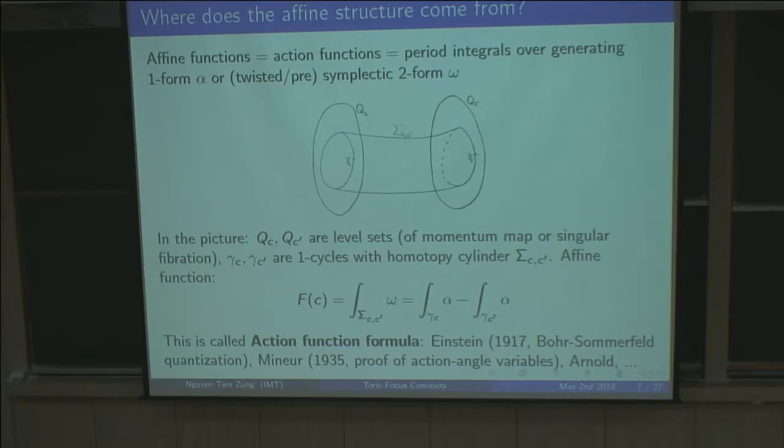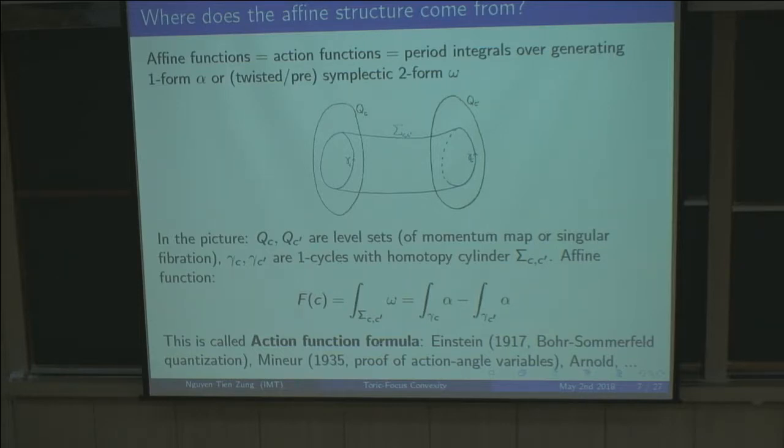It gives you a function, and this is the affine function. It gives you the transverse affine structure. When you change the loops, you change the cycle, you use different functions. And this is actually the action function formula, or action functional formula.